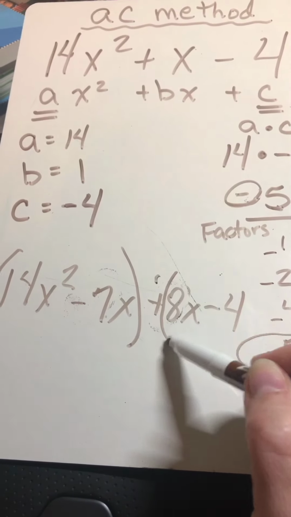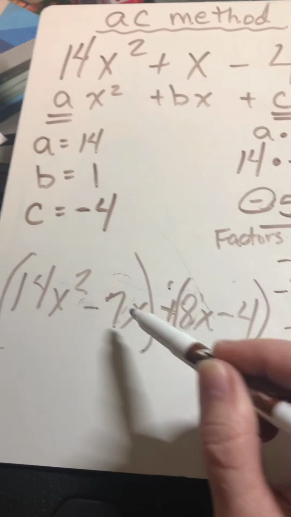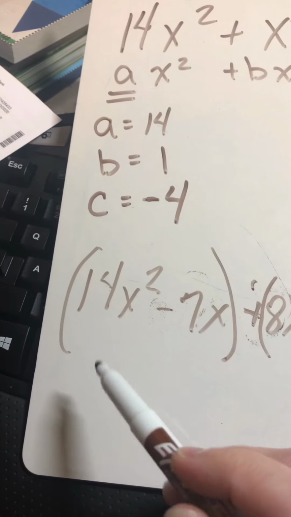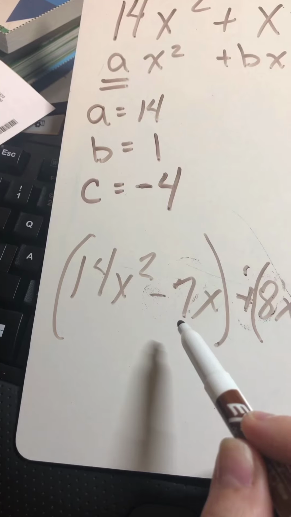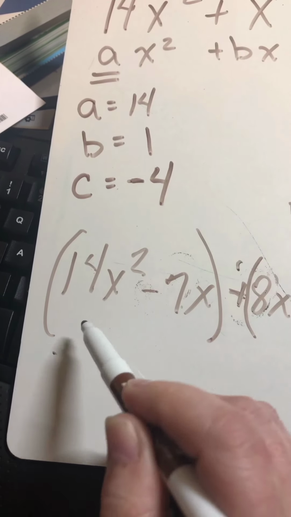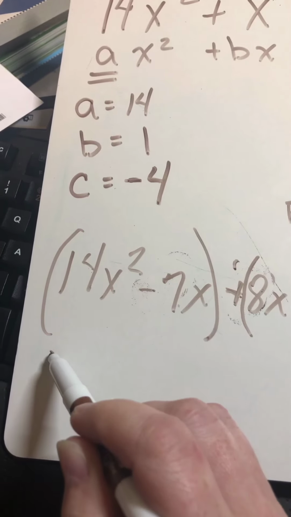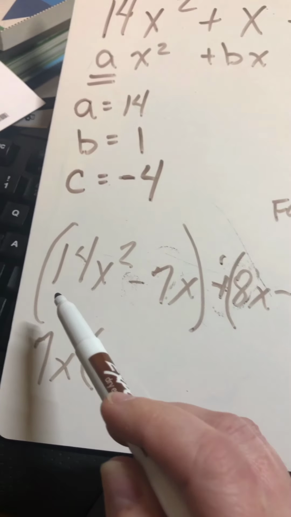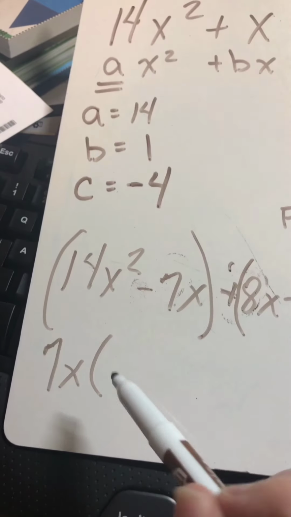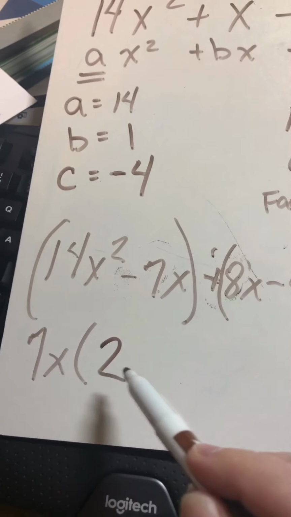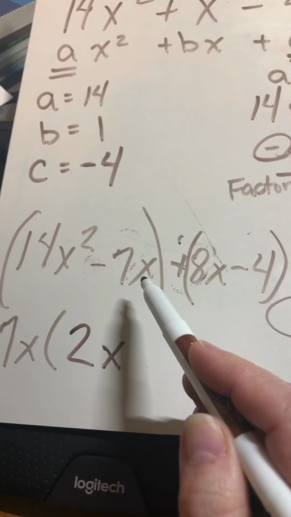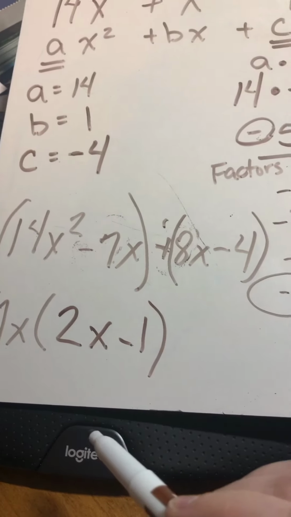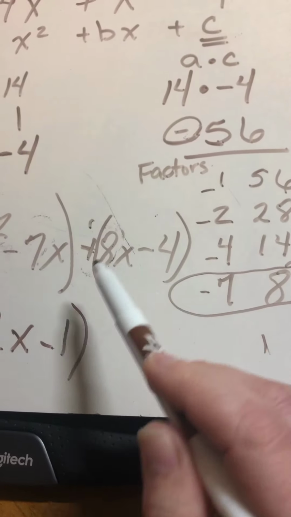So these are going to be grouped together, okay, and these are grouped together. So then when you factor, this factors out to be, well, 14 and negative 7 both have a 7 that can come out, and x squared and x both have an x that can come out. So we've got 7x that we can factor out. So then when we divide here, we've got 14 divided by 7 is 2, and x squared divided by x is x. And then negative 7x divided by 7x is negative 1. So that's fine.